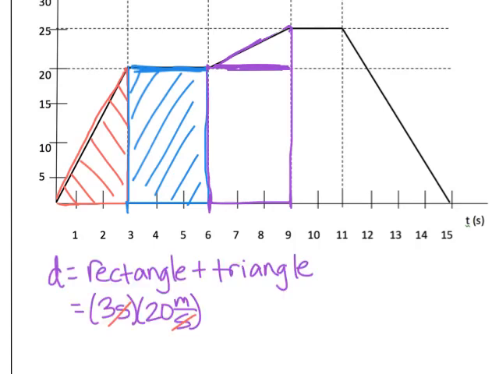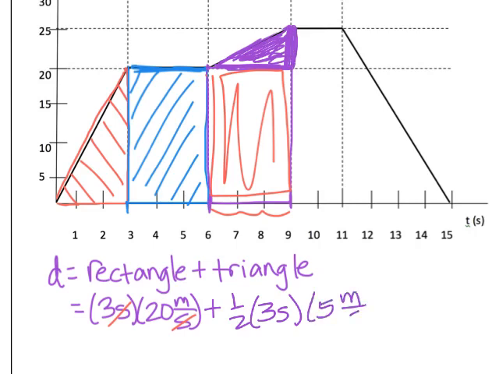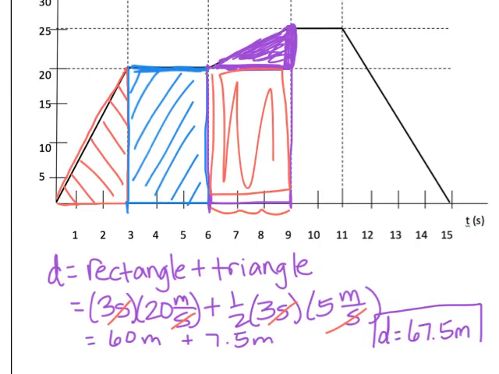For the rectangle portion, which is right here, I have a base of 1, 2, 3 seconds, and then 20 meters per second was my height, reading off the velocity axis. And then I'm going to add the area of my triangle, which is the shaded in portion right here. So I would be adding 1/2. The base is still 3 seconds, but my height is only from 20 meters per second to 25 meters per second. So I only have a height of 5 meters per second. Once you add the area of the two shapes together, you should get a total distance of 67.5 meters.